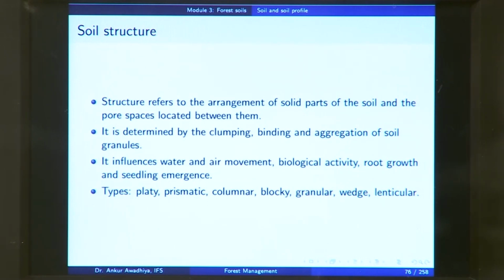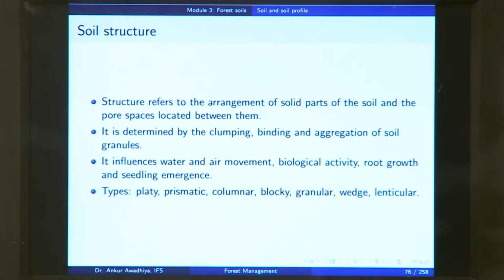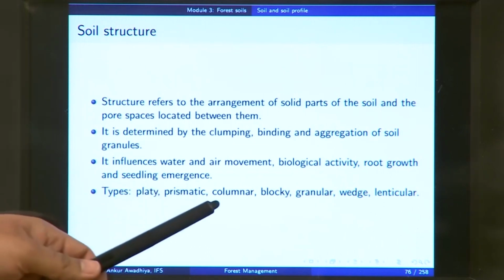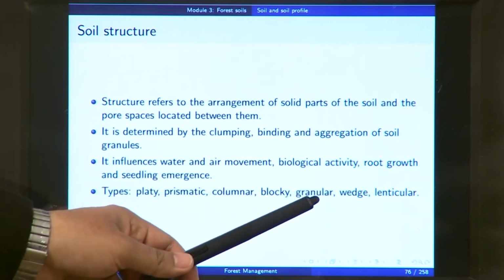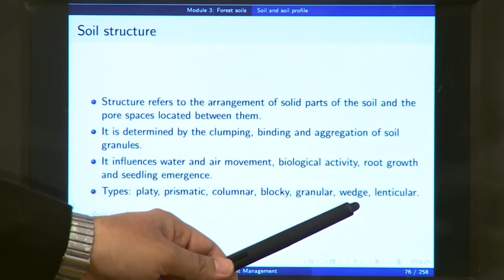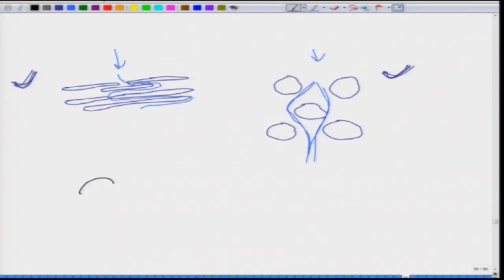And based on soil structure, we can have platy soils, prismatic soils in which your granules have a prism-like structure. You can have columnar soils in which they form columns, they can form blocks, they can form granules, they can even be wedge shaped or they can be lenticular. Lenticular is lens shaped. So, you can have a soil in which the particles form this shape. So, this is a lenticular structure.